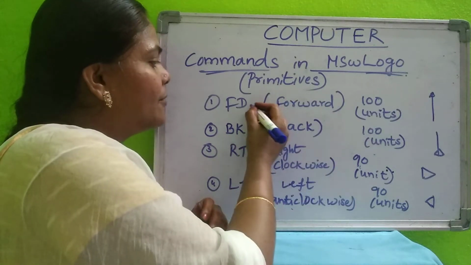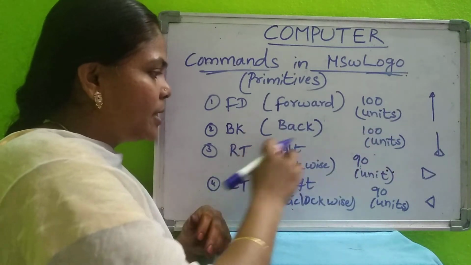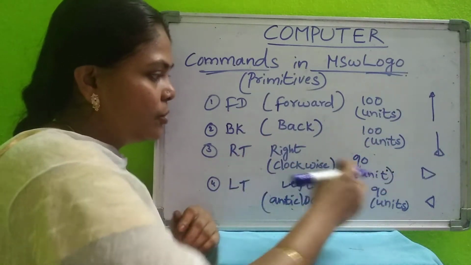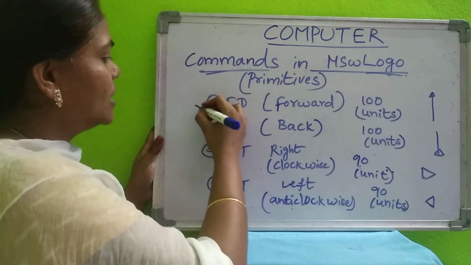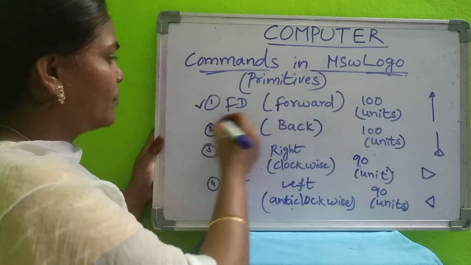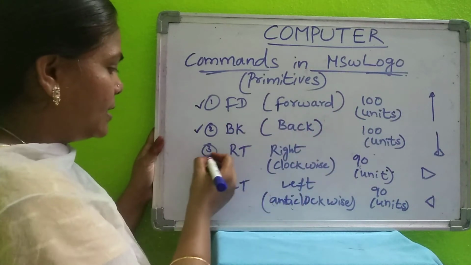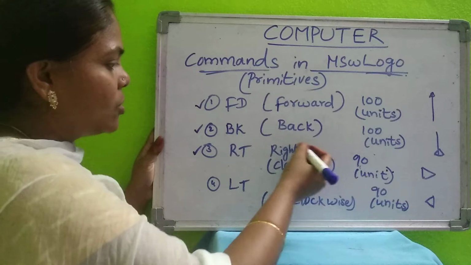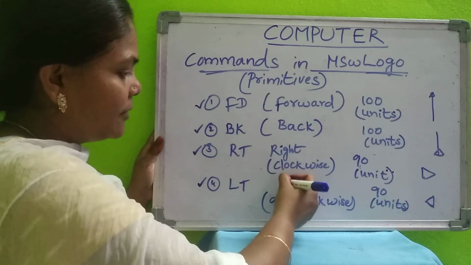So every time, FD space units, BK space units, RT space units, LT space units, you have to mention. So what are the commands we have in our lesson? FD or forward, forward also you can write. Second one BK or back. Third is RT, or right also we can write. Fourth one is LT, left.